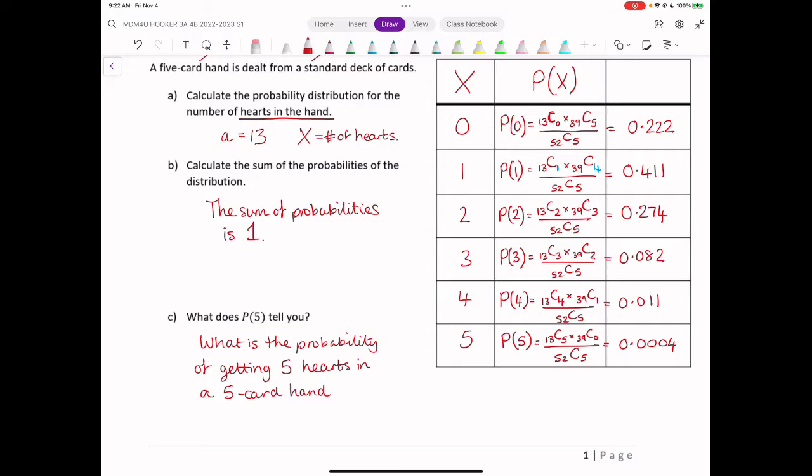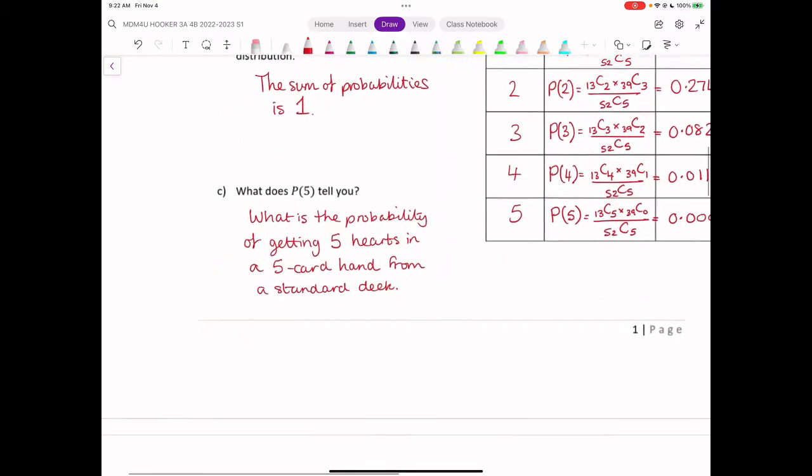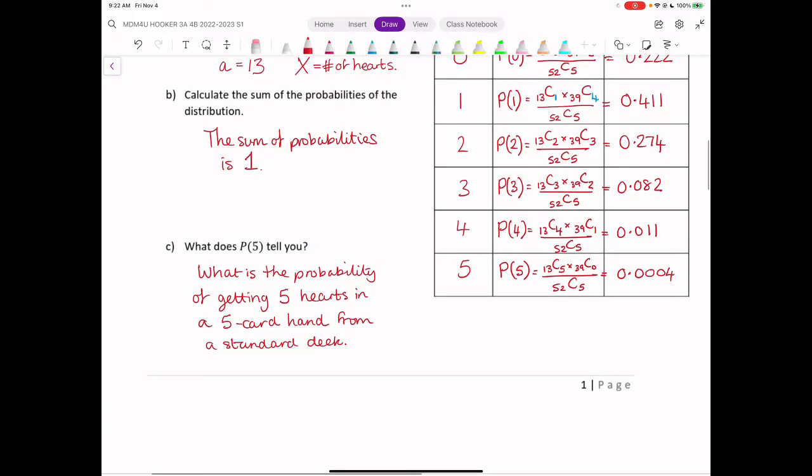From a standard deck, right? So why do I ask this question? Just for your understanding. You need to understand what's happening here, okay? All right, so let's do a probability histogram based on those.